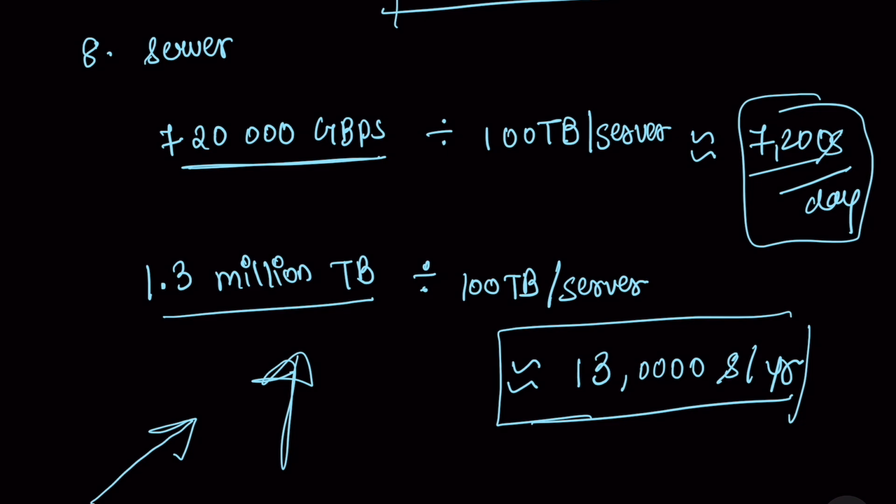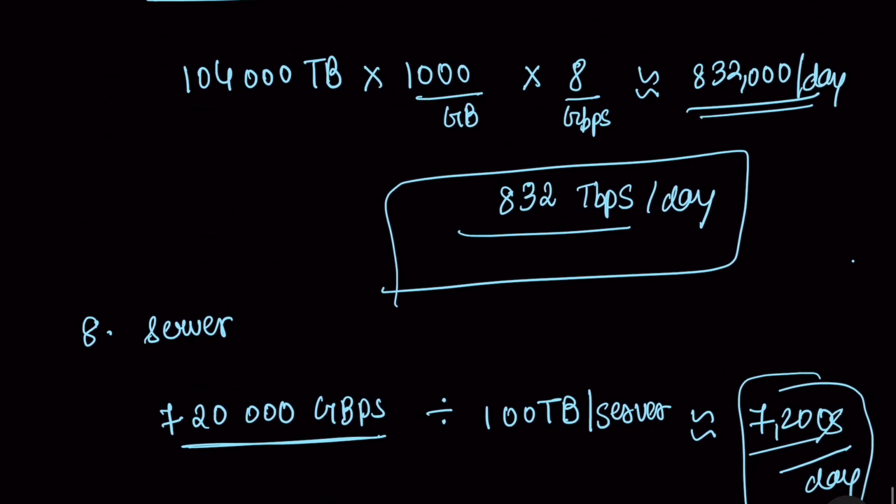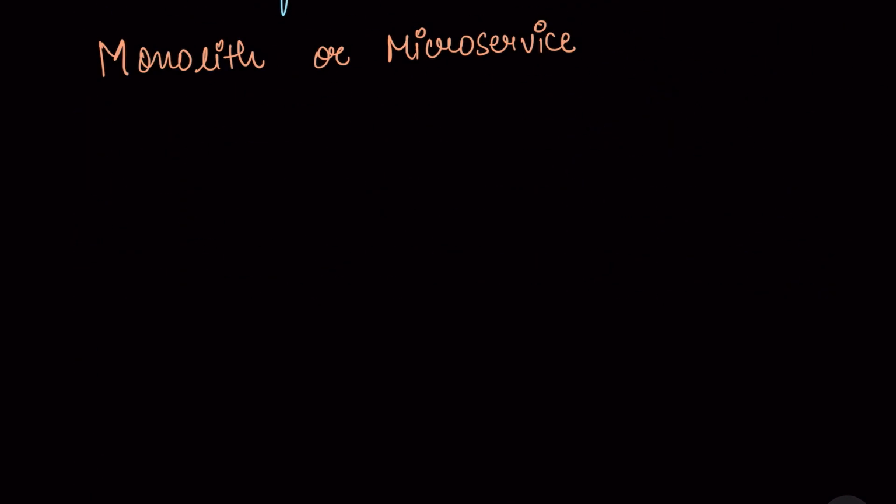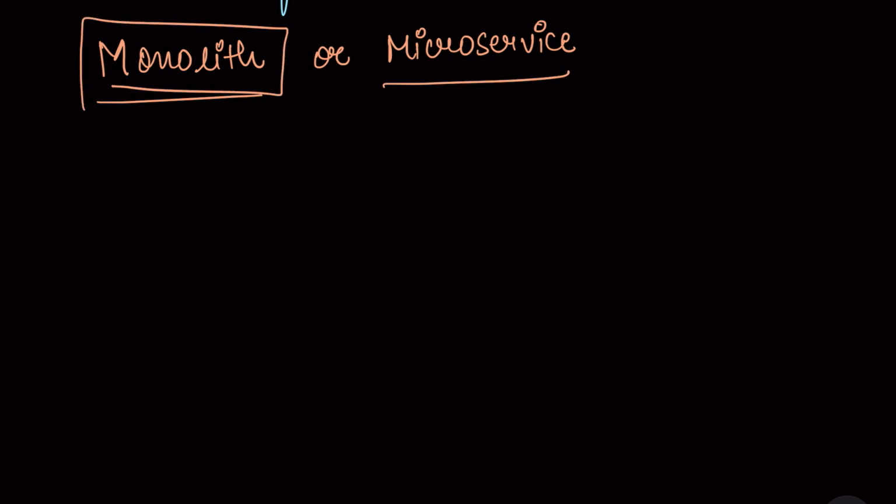So this is what we are going to have for the back of the envelope estimation. And let's now look into the different approaches to building these core components of a system like YouTube. So we will be focusing on if we want a monolithic or a microservice architecture. So let's first talk about the monolithic architecture.